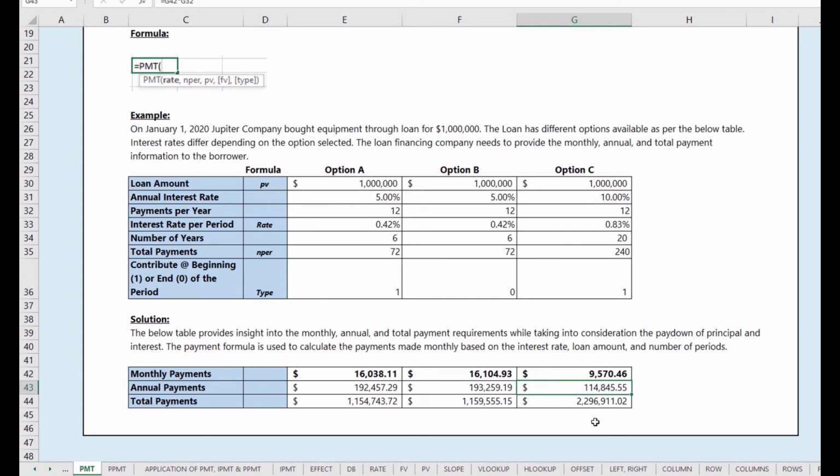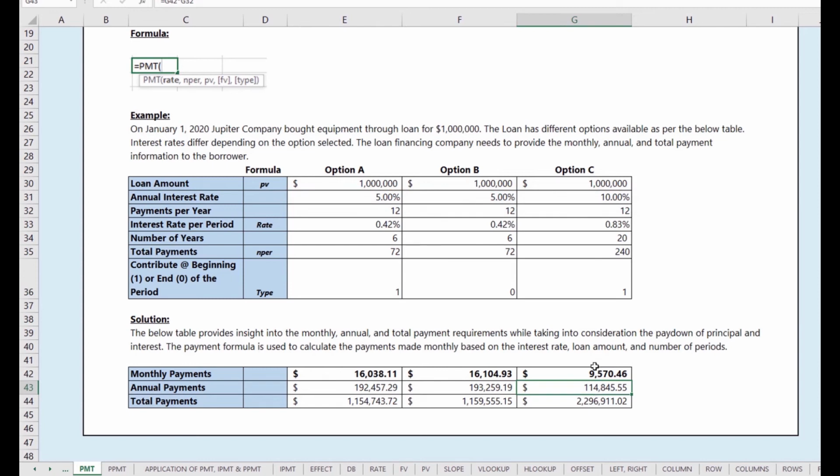As you can see, the monthly payments are far less for option C, and the reason for that is because it's a 20-year loan, not a 6-year loan. So the total monthly payment is $9,570.46, but the total payments that need to be made over the course of the loan is much higher. It's actually almost double at $2.2 million. And the reason for that is because the annual interest is double compared to the other two options, options A and B. In option C, the interest rate is 10%, and in option A and B, it's only 5%.